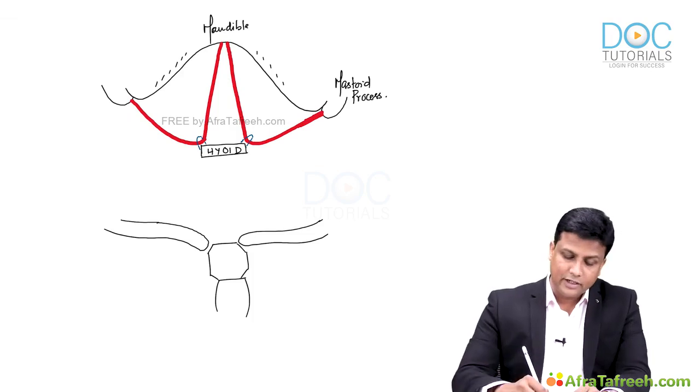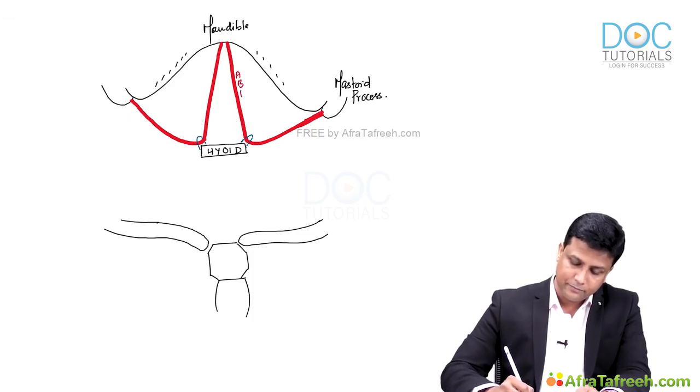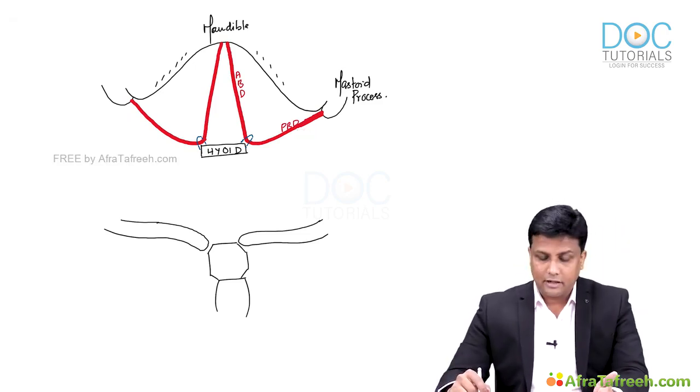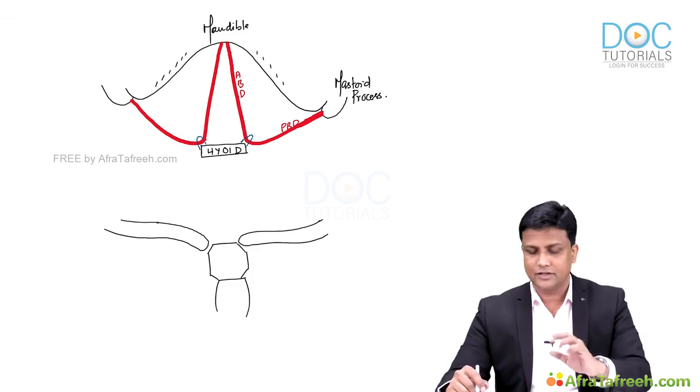So let me just write down the name here. What is the name of this muscle? This one will be the anterior belly of digastric, and this one here will be the posterior belly of digastric. I am just writing in short there, I hope you will be able to manage. Anterior belly of digastric and the posterior belly of digastric. So we are done with this part, crystal clearly.